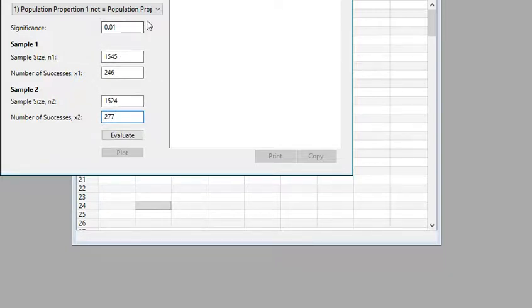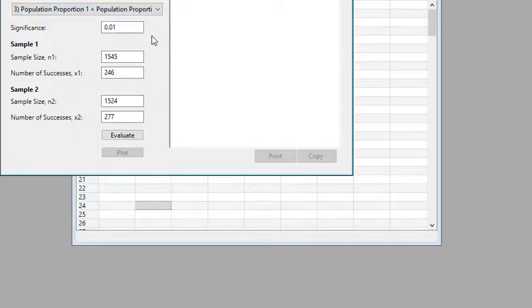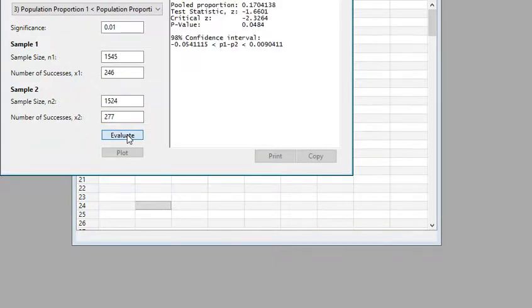We're not quite done here. We've got to adjust our alternative hypothesis. Which one of these do we want? 1, 2, or 3? 3. Because we want that P sub G is less than P sub P, or that P sub 1 is less than P sub 2. So I want this one. I think we're all set at this point. So let's evaluate.